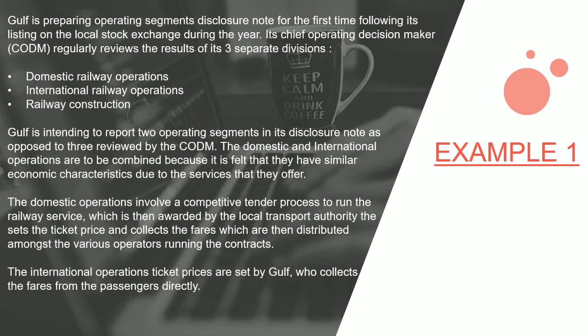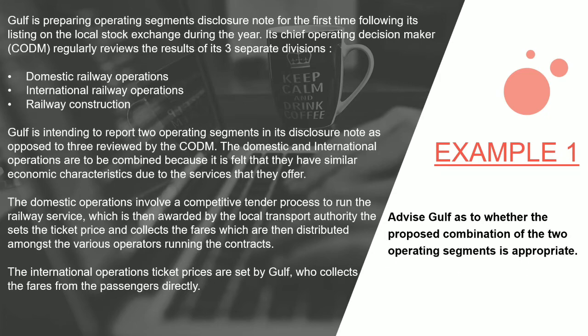The domestic operation involves a competitive tender process to run the railway service, which is then awarded by the local transport authority. The local transport authority then sets the ticket price and collects the fares, which are then distributed among the various operators running the contracts. For the international operation, ticket prices are set by Gulf, who collects the fares from the passengers directly. Advise Gulf as to whether the proposed combination of the two operating segments is appropriate.